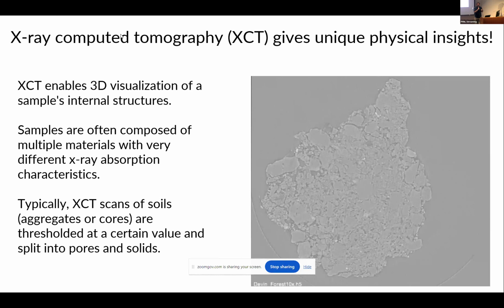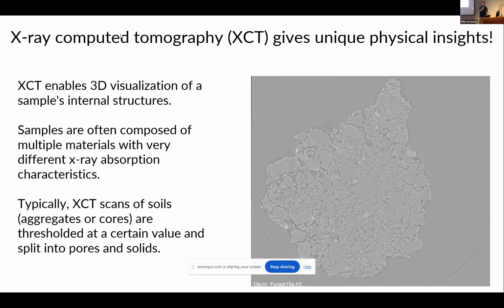Soils are interesting because they're composed of materials with various X-ray absorption characteristics, so you can get beam hardening. Especially with polychromatic beams that you find on benchtop scanners and even white beams at synchrotrons, you're going to get beam hardening, which can make it hard to see contrasts. Here's an example. This is actually the first soil aggregate scan I ever took at the Advanced Light Source. And I didn't know what I was going to see inside of it.